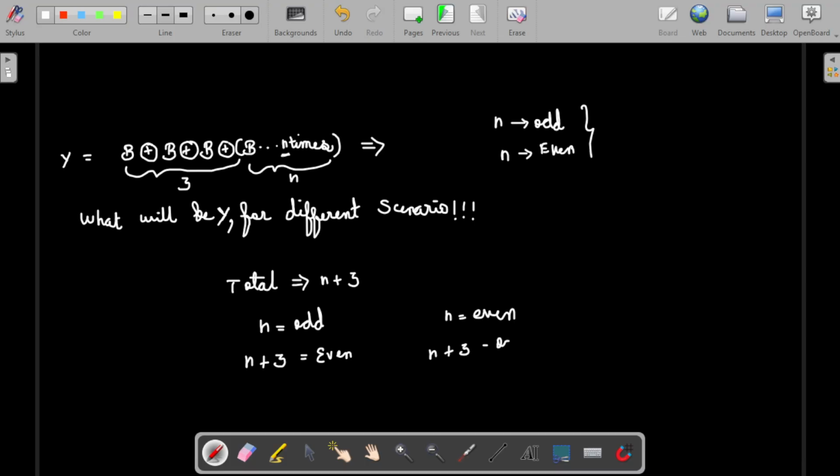So I have clearly said when the total is odd, the output y will be equal to one of the elements present here, that is b. It means the output remains unchanged. The output will be the same as b, the input that we have. But conversely, when the total is even, definitely the output will be 0. These are the two scenarios that I have to mention here.